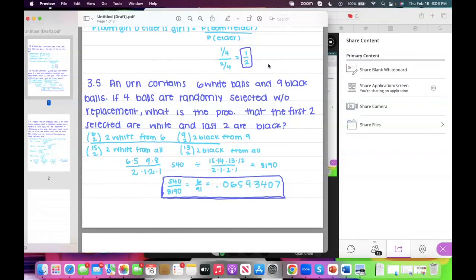Yeah, that was just for me to help myself understand it in my head. Oh, okay, got it. So two basically white, out of 6. 6 white, yeah, and then 2 black from the total 9 black balls. Okay, so you're multiplying those 2, right? Yeah, exactly. The denominator is out of 15, choose 2. Out of 15, 2 white from all. Then 13 left. Out of 13, choose 2 black. Oh, okay, now I understand. Yeah. Okay, then you calculate.